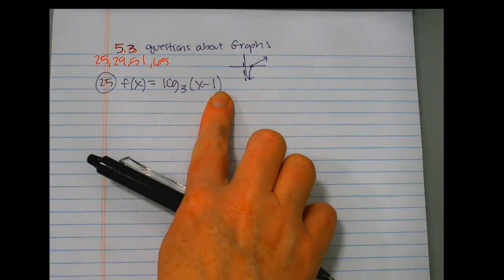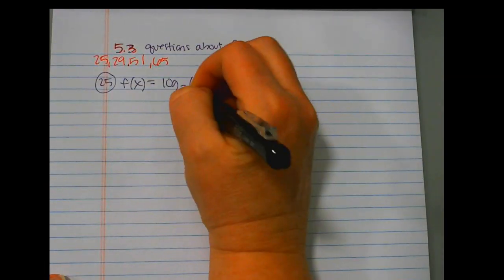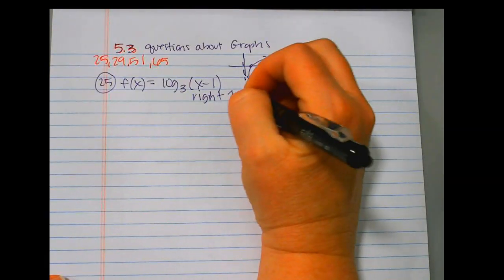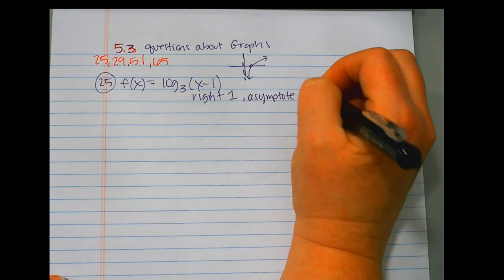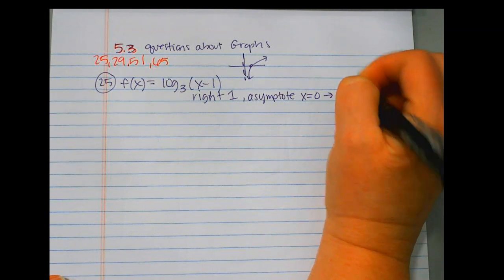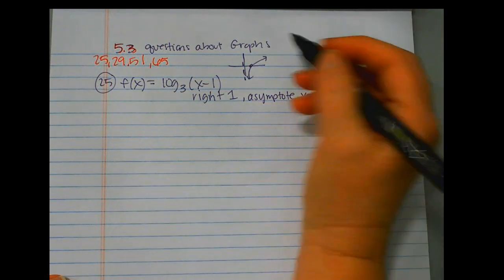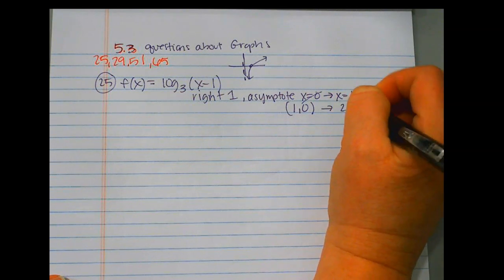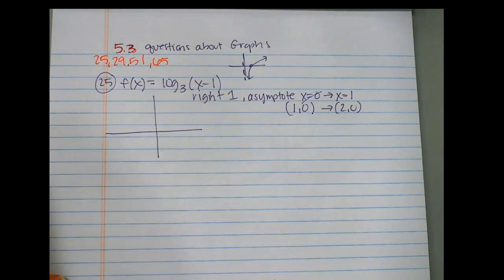So what is the translation when it says x minus 1? Which way does it move? To the right or the left? To the right. So this moves right 1, which means that the asymptote's going to move right 1. It was at x equals 0, and now it's at x equals 1. So it moved right 1. That means the starting point that was at (1, 0) is now at (2, 0). So you can sketch it if you know that information really quickly.